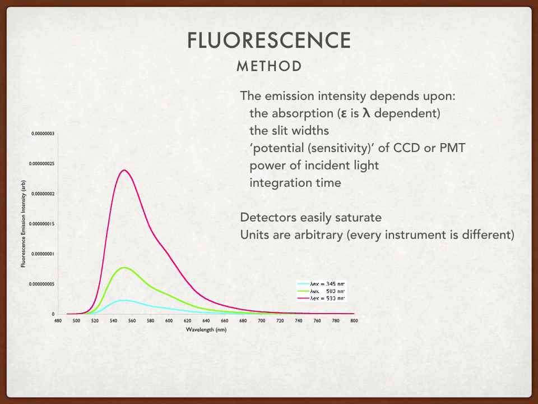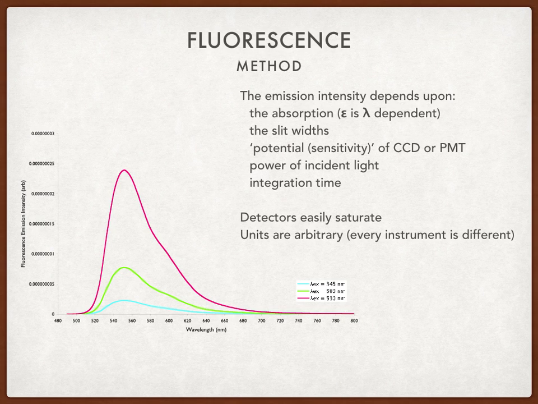I can vary the slit widths. Having broader slit widths means that fine detail is lost from my spectra. If I have fine points, having broad slit widths means they disappear and they get lost in the whole. I can also vary the integration time, basically the length of time it takes for me to measure my spectrum.